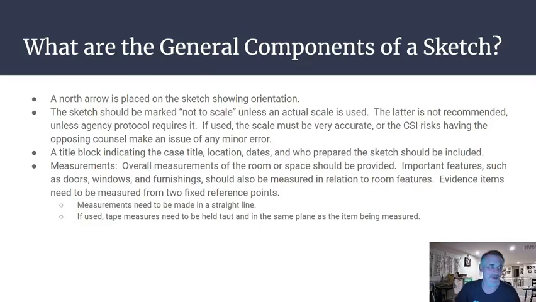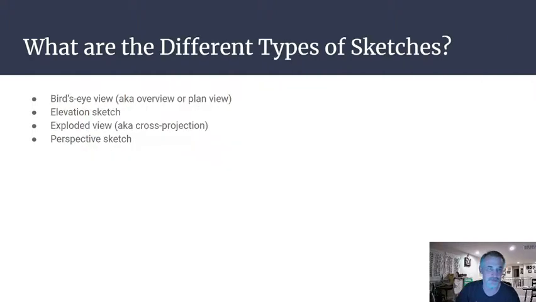If we were on campus, we would be doing this using basically digital tape measures. They're like little lasers that you shoot at the wall. It shoots a laser, bounces back, and it tells you exactly how far away it is. Much easier. All right, so there's a few different types of sketches.